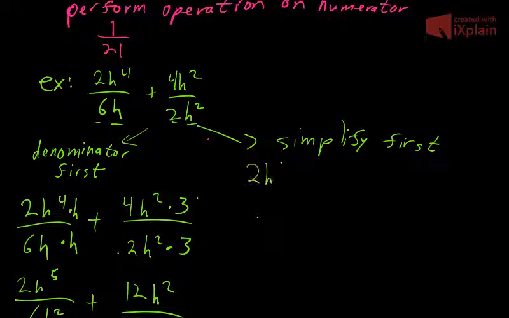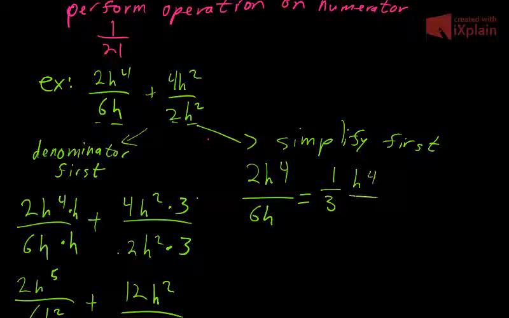So I have 2h to the 4th over 6h. And I can take the 2 out right now. That is the same as 1/3 h to the 4th over h. But I know h to the 4th over h is the same as h to the 4th over h to the 1. And I can cancel out one of those h's, so I end up with h cubed.